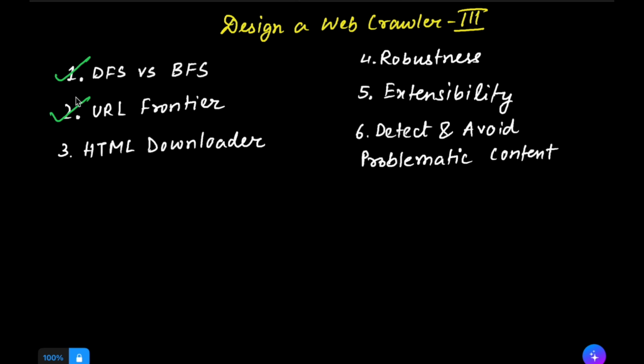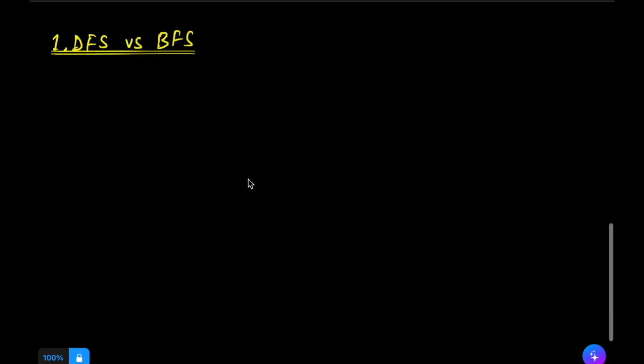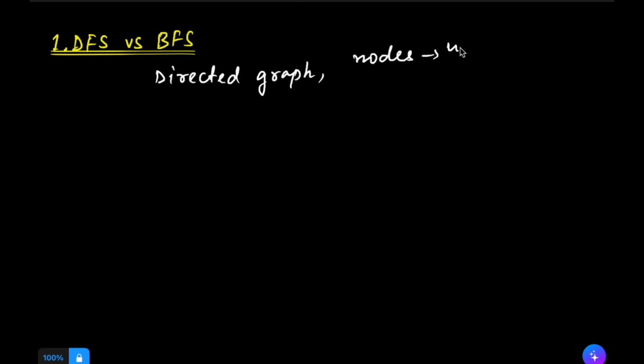So without wasting any time, let's dive deep into each of these components. First is DFS versus BFS. What is this? If you look at how a web crawler works at a high level, we can consider it as a directed graph, and in a graph we have nodes and edges. For nodes, we can consider the web pages, and the hyperlinks connecting one web page to another can be considered as edges.